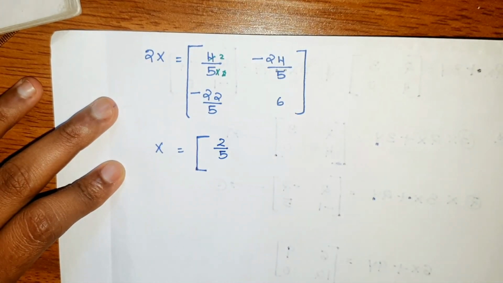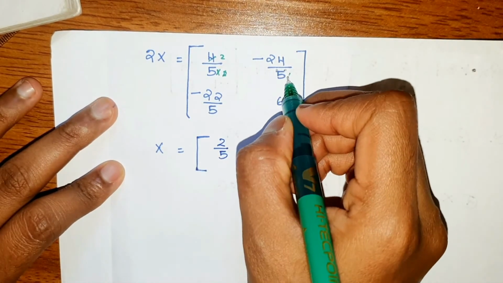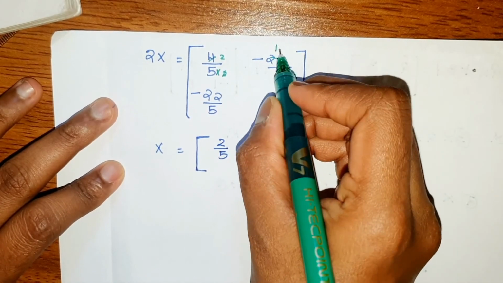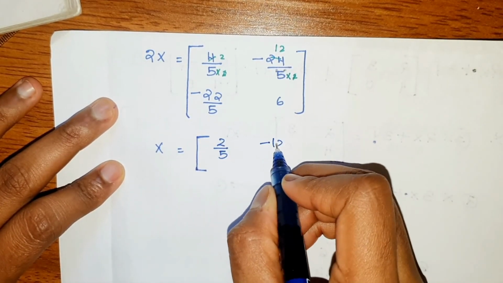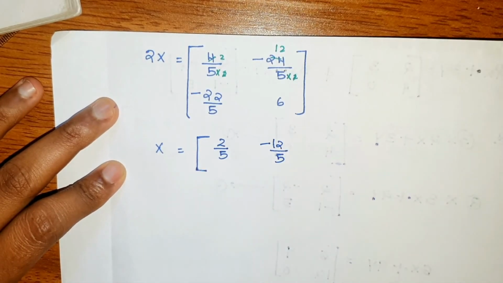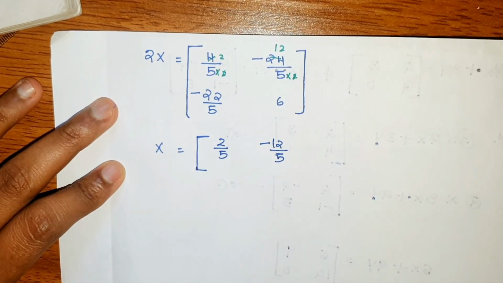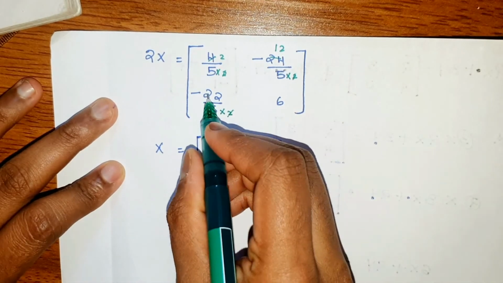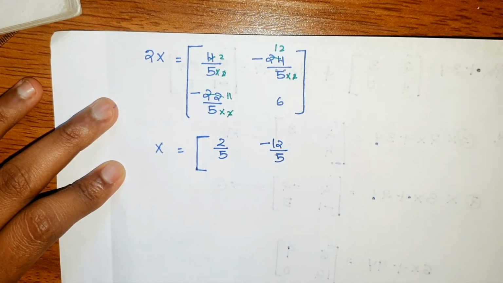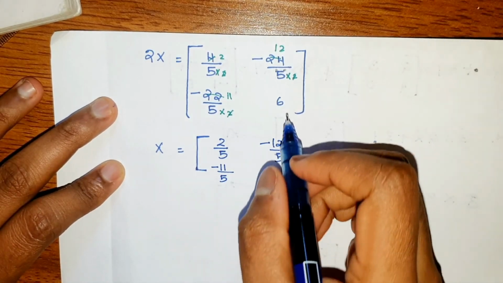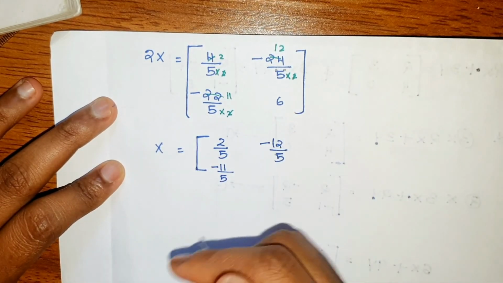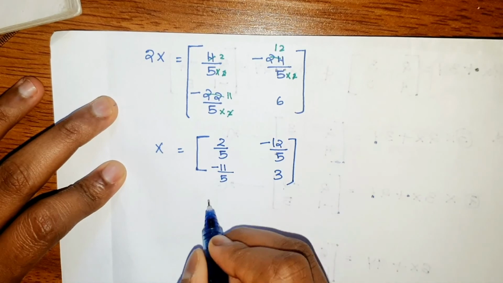This is 5 into 2. I can cancel this 2, and this is 12. So minus 12 by 5 is my answer. This is again divided by 2, so I can cancel this, minus 11 by 5. So I got the answer as minus 11 by 5. Next, this is 6 by 2, that is 3. So this is the value of x.